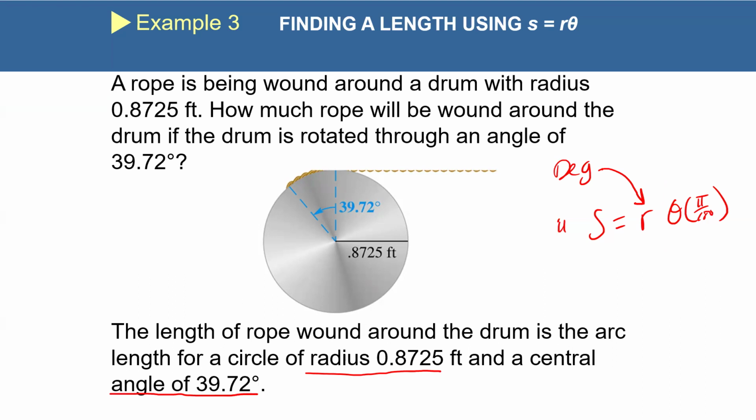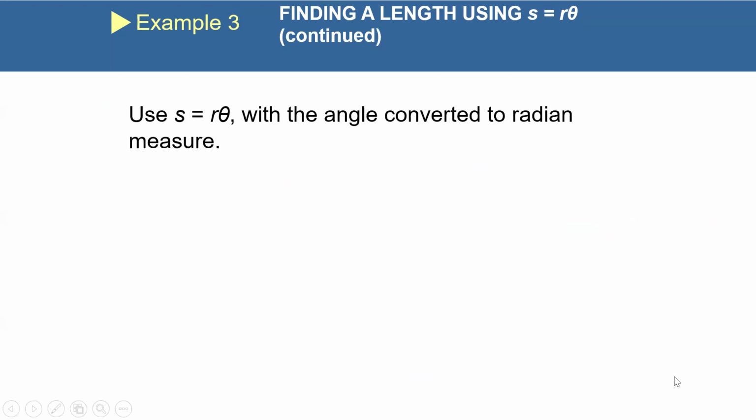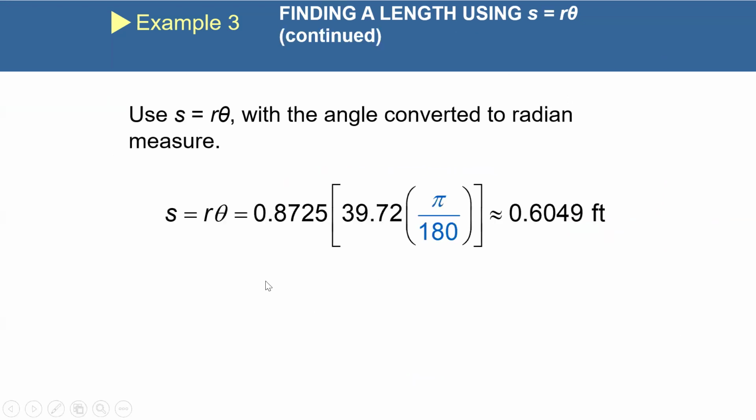Okay, it's a real world situation, so we're going to want to know the exact value or approximate value. Not the exact. Thank you. All right, so we plug it all in. When I plug it all into the calculator, it's going to tell me that it will be about 6.049 feet.